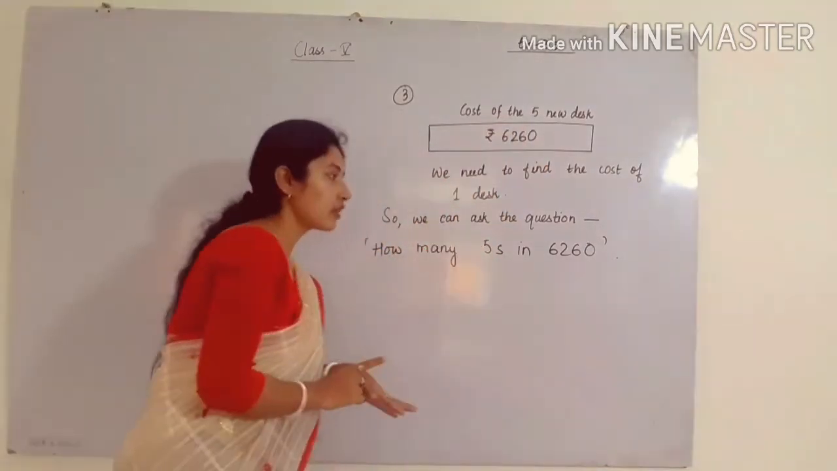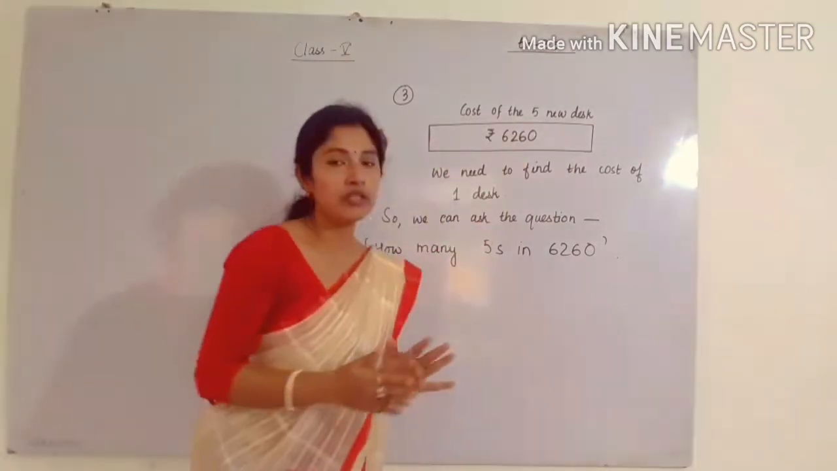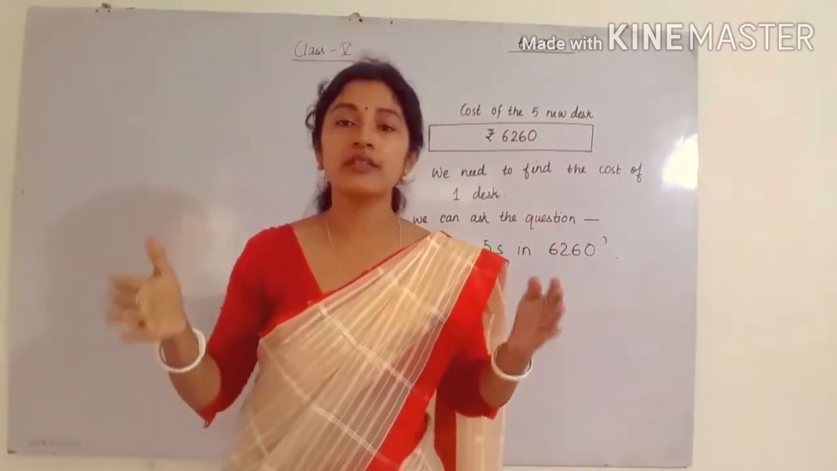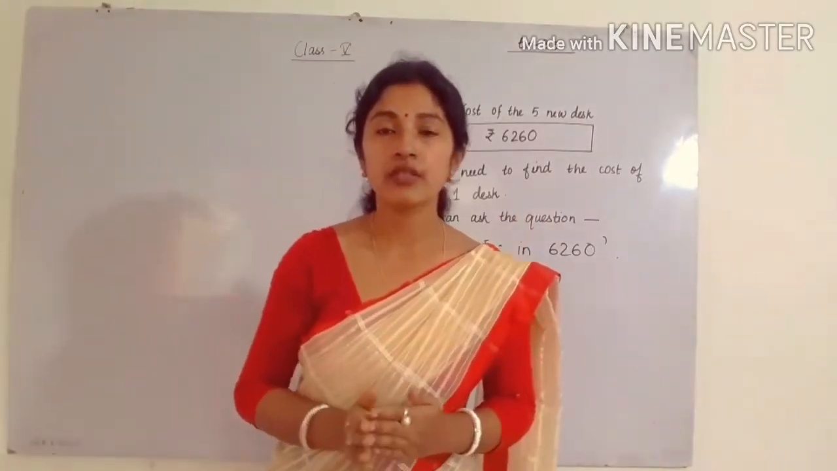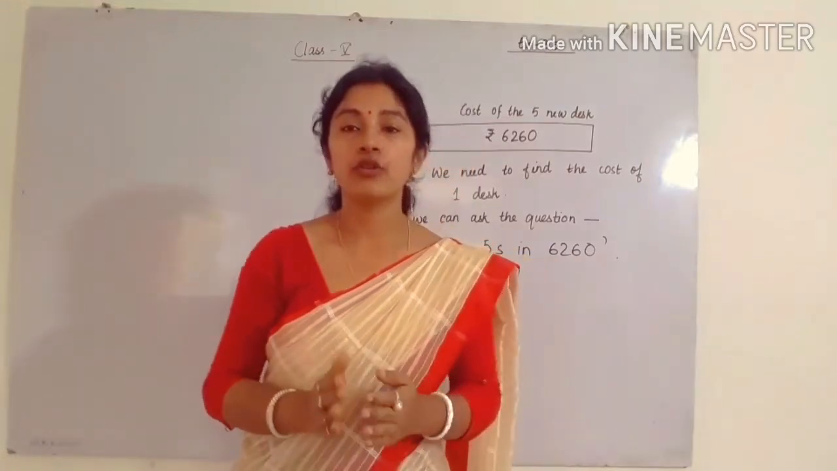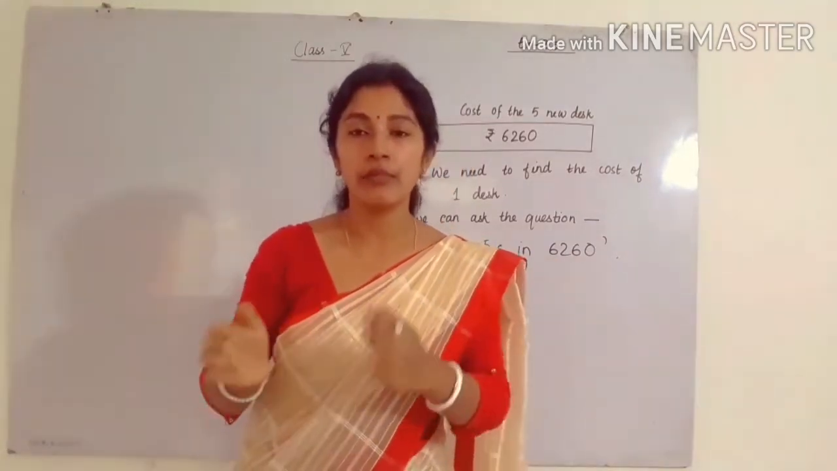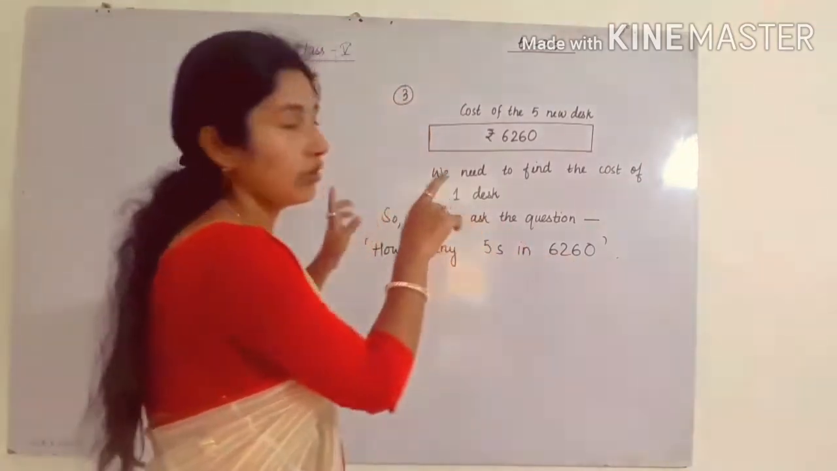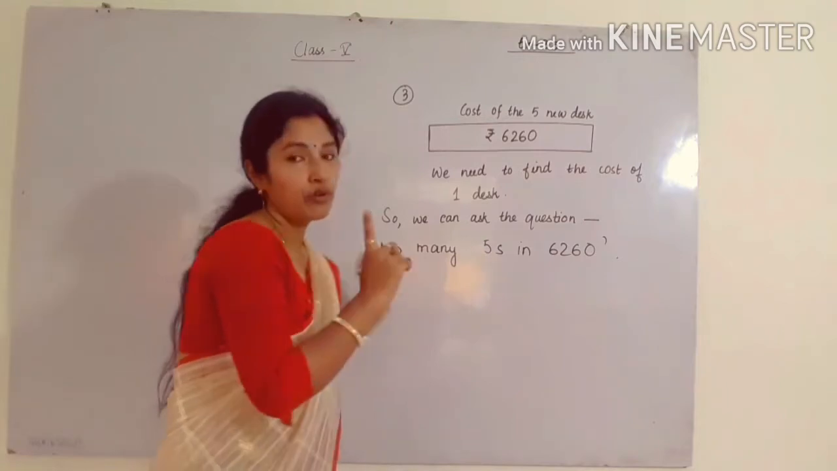So we can ask the question like this: how many 5s in 6260? That means we have to divide 6260 into 5 equal parts, because we have to find the cost of one desk. That's why we have to make 5 equal parts of that bar which is drawn. Now we will find the cost of one desk.